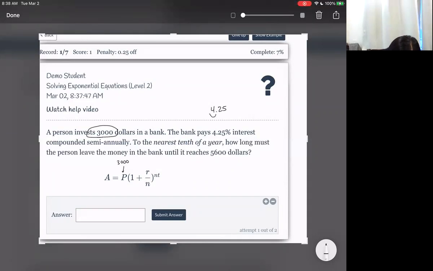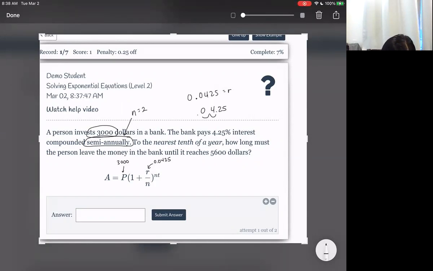To convert it to decimal, you move it 2 over. I'm going to put a 0 there. So this is actually 0.0425 now. So this is your R. And then compounded semi-annually, I believe that means twice in the year. So semi-annually, if that's twice in the year, that means your N is equal to 2. N is how many times are they going to calculate your interest in the year? So if it says semi-annually, I believe that is 2.